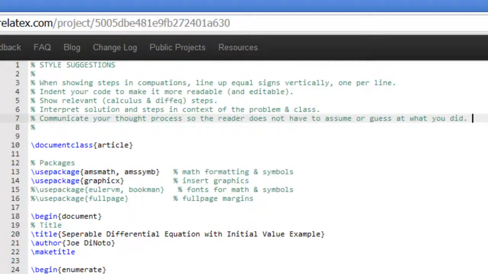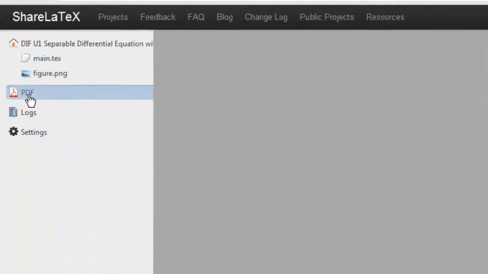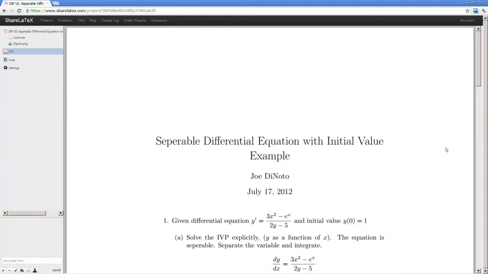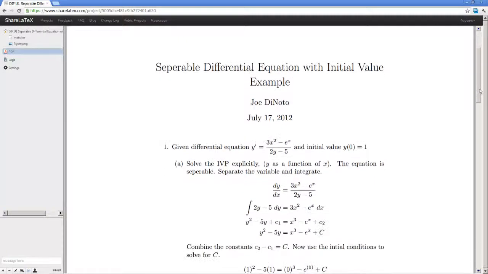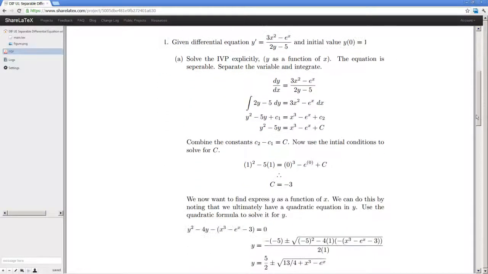And I'll show you what the output looks like just by clicking this PDF button over here. It'll compile. I'll make it a little bit larger so we can read it better. There we've got our title, name, date, and there's the problem. Given this differential equation and initial value, solve the IVP exactly, y as a function of x. And then we go through and we do what we did before, but like I said, a little bit tighter, more clean.